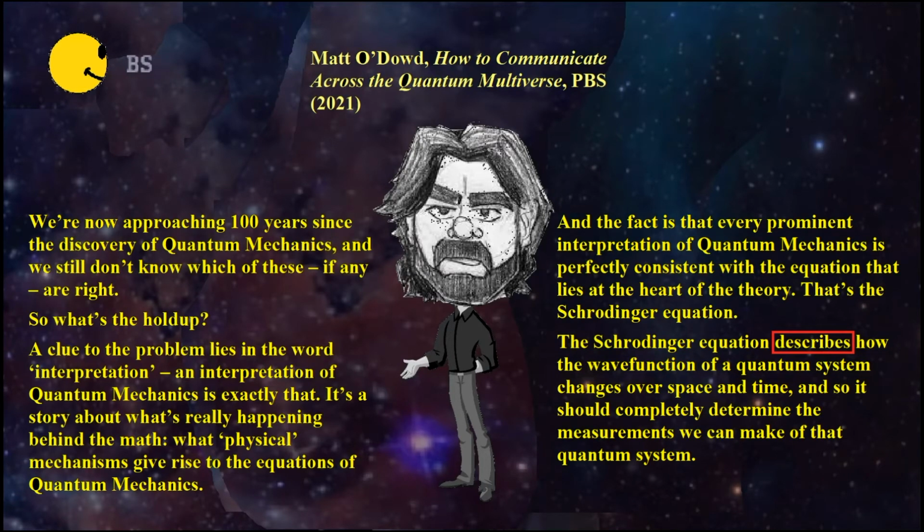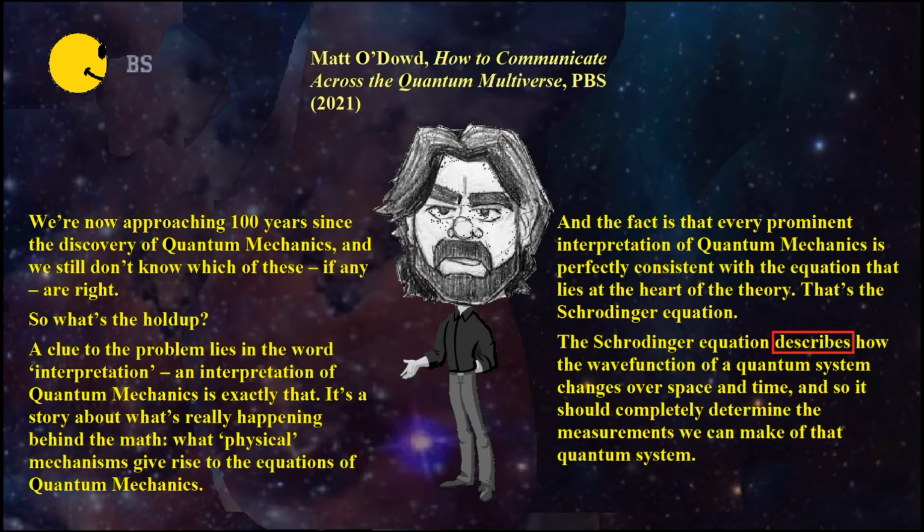He says, we're now approaching 100 years since the discovery of quantum mechanics, and we still don't know which of these versions of quantum mechanics, if any, are right. Okay, so what's the holdup? A clue to the problem lies in the word interpretation. An interpretation of quantum mechanics is exactly that. It's a story about what really happened, what's really happening behind the math.